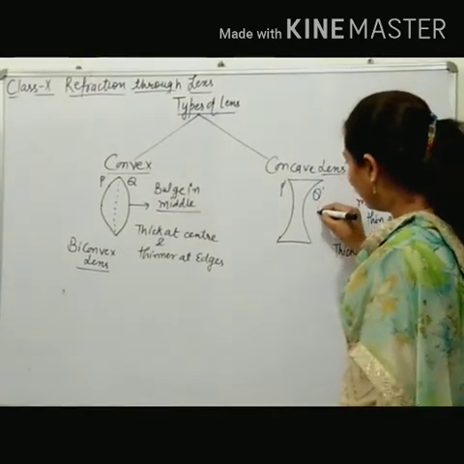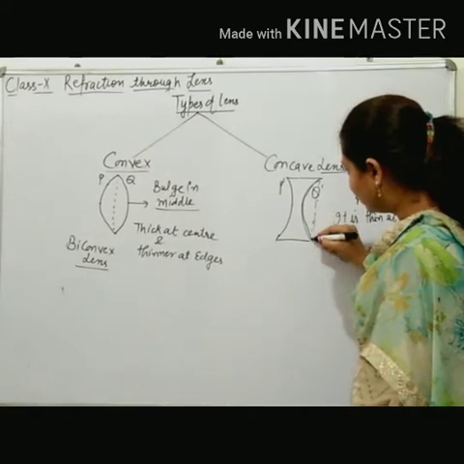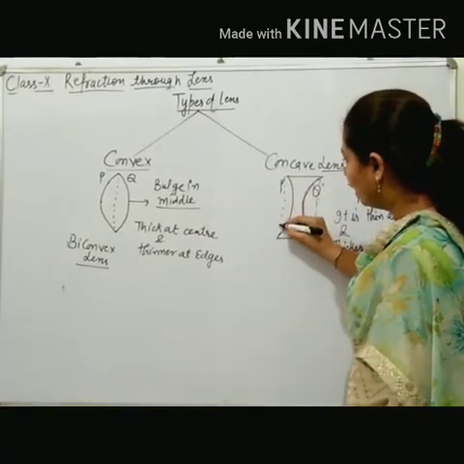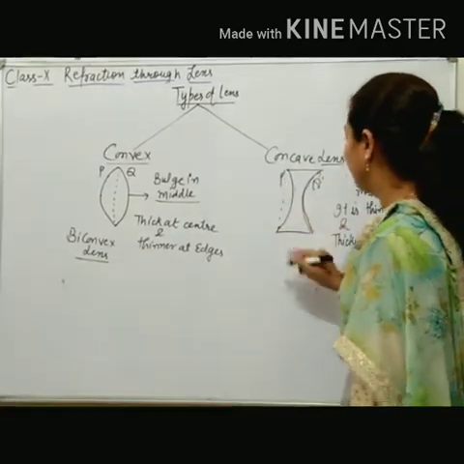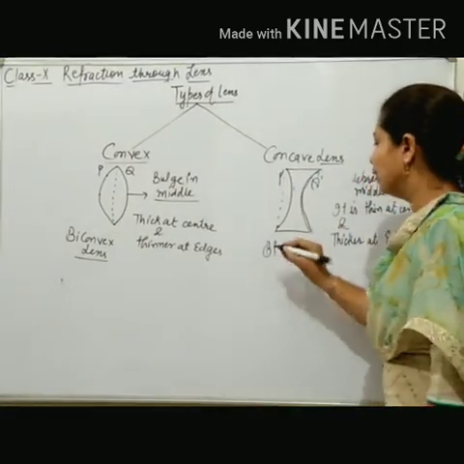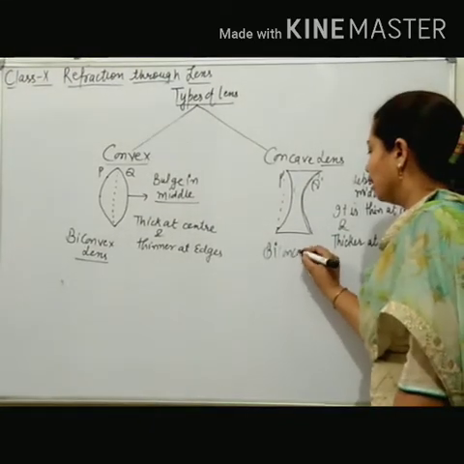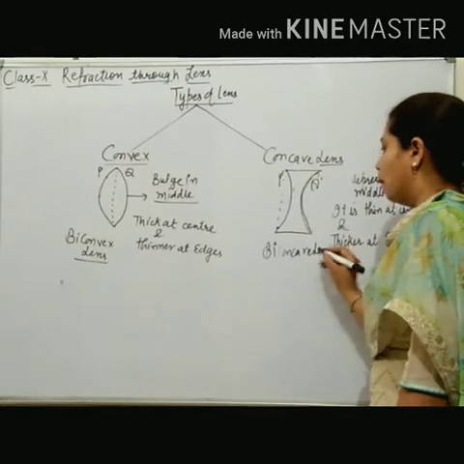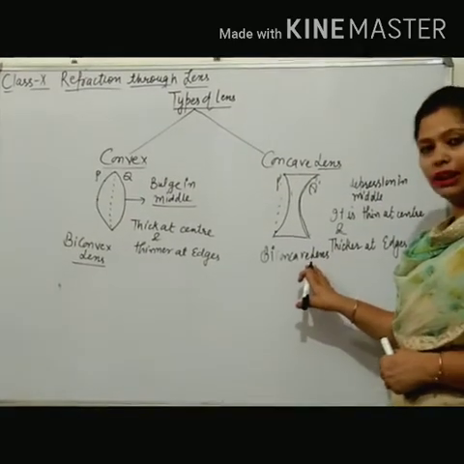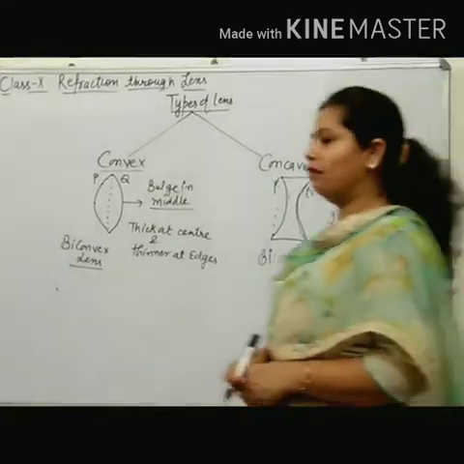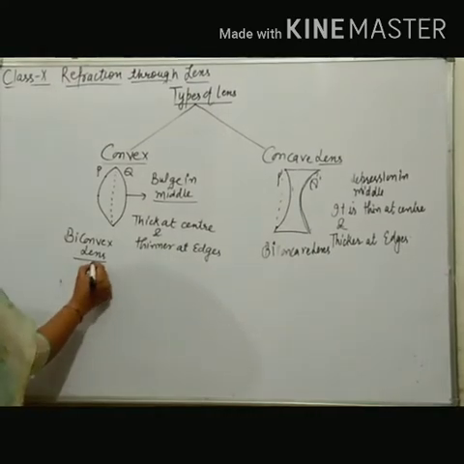If I draw a line here, this surface is depressing in inward direction. Same, if I draw here, this surface is again depressing in inward direction. What does it mean? Both the surfaces are depressing in inward direction. It is known as biconcave lens. But instead of calling it biconcave lens, we usually call it simply concave lens.